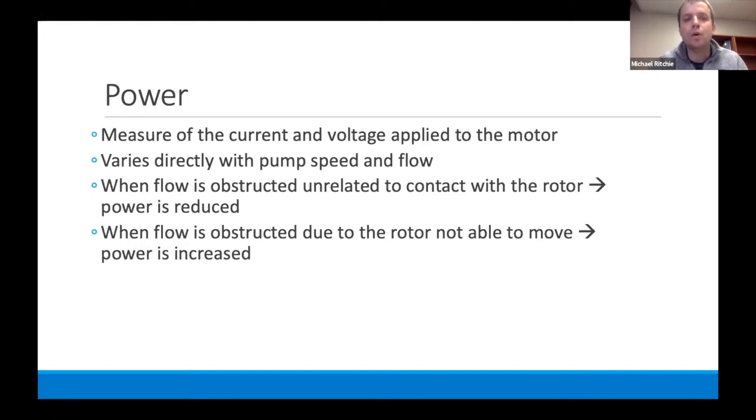And so the power will kind of give you an idea of how hard the pump is working. So if you have low flow, but it's not related to the actual rotor or pump, then the power will be low. And then if you have low flow due to obstruction, where it's actually causing the motor to have to work harder, then that power is going to go up. And you'll see that with pump thrombosis is when you'll really see the power go up.